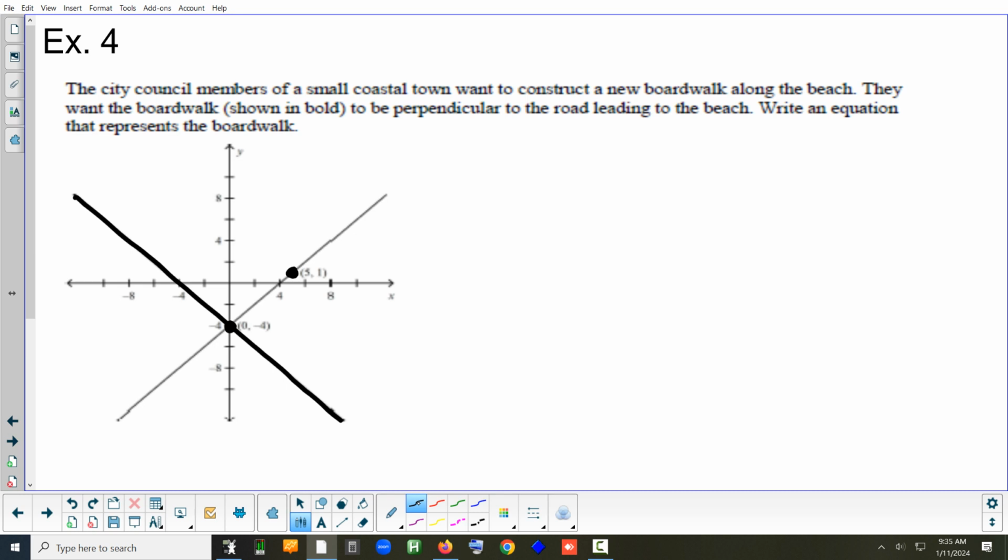So they want the boardwalk. So this is going to be the boardwalk. To be perpendicular to the road that goes to the beach. Okay, this is the road. So they want to make a boardwalk that's perpendicular to the road. So it says write an equation for the boardwalk. So I want an equation for that thing in black.